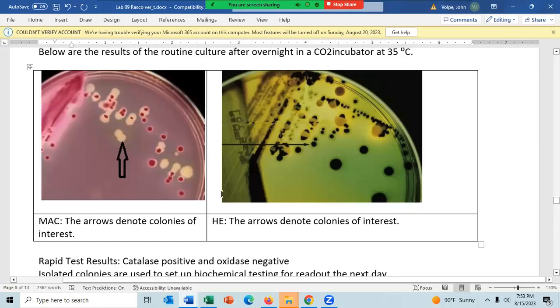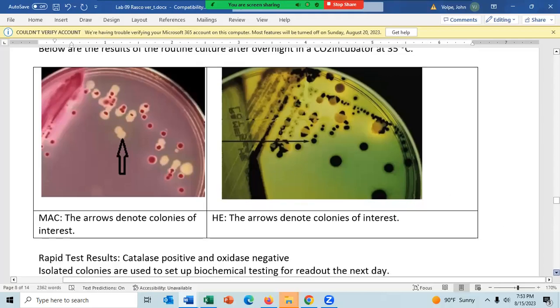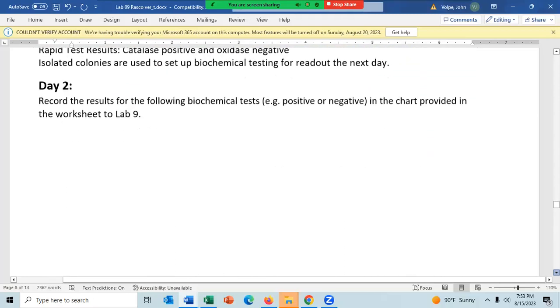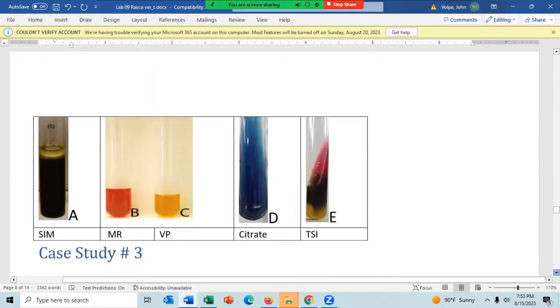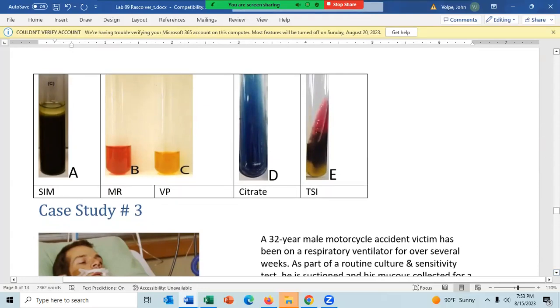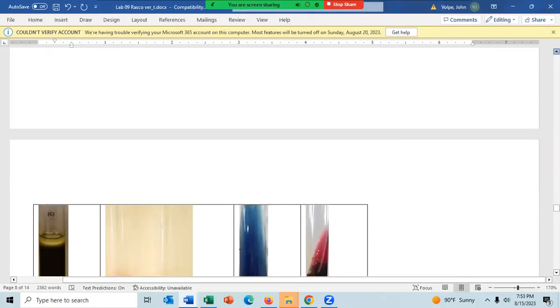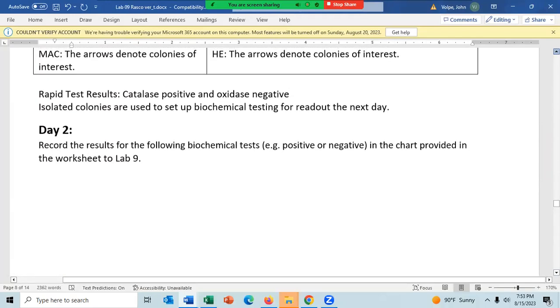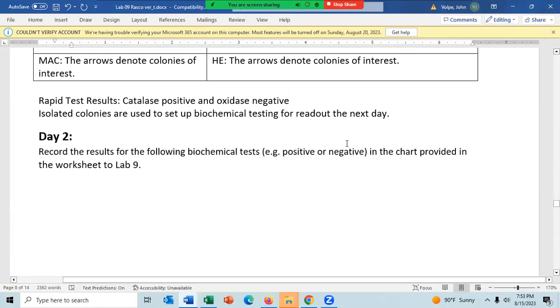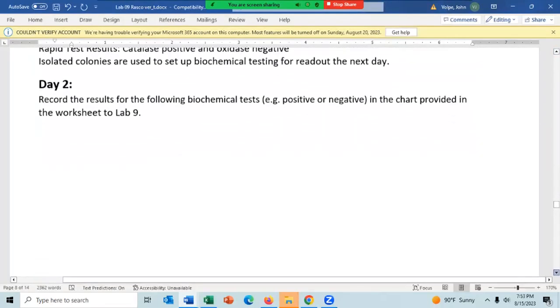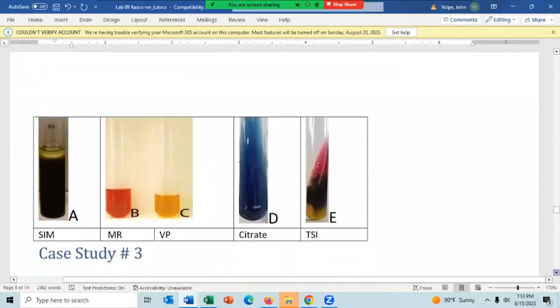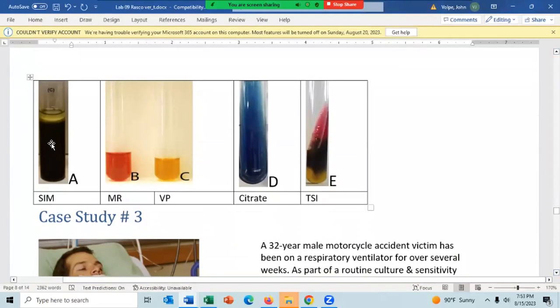And then what does that mean? They then do the catalase test. I don't see the catalase test. Where is it? Catalase positive, oxidase negative. And then here's some more tests you have to interpret. There's the SIM test, a lot of things going on, the MR test, the VP test, the Simmons citrate test, and then the triple sugar iron test.